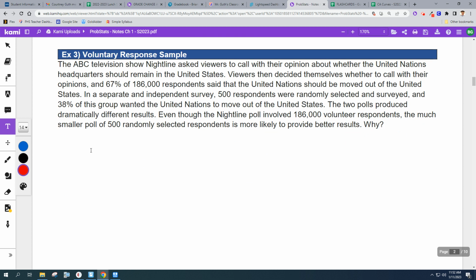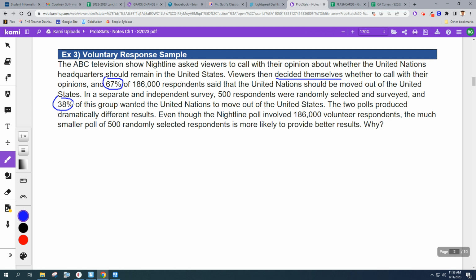Number 3. The television show Nightline asked viewers to call in with their opinion about whether the UN headquarters should remain in the US. Viewers then decided themselves whether to call with their opinions, and 67% of 186,000 respondents said that the UN should be moved out of the US. In a separate and independent survey, 500 respondents were randomly selected and surveyed, and 38% of this group said the same thing. Those two polls produced dramatically different results.